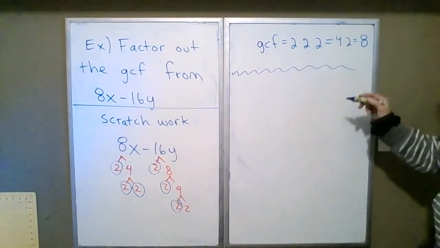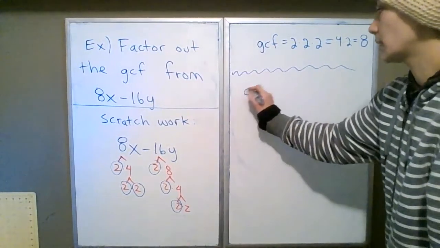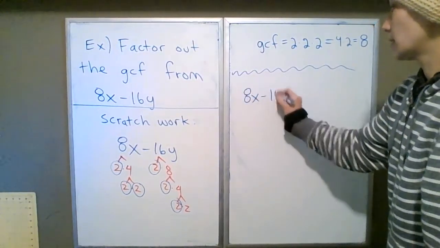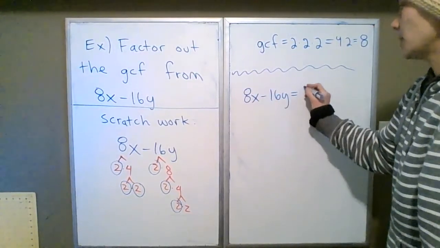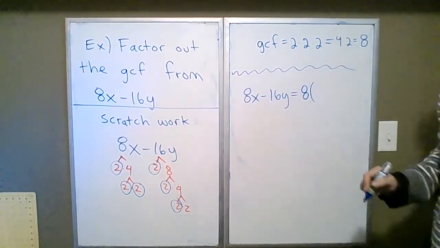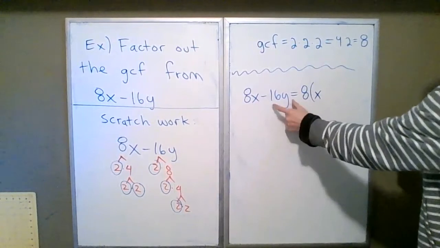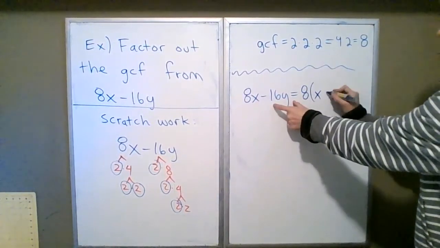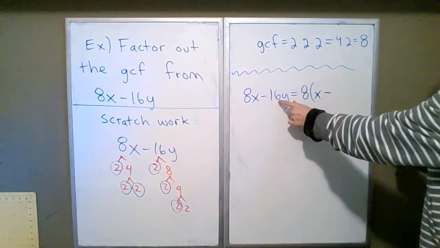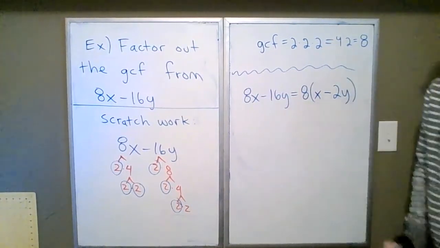So I'm going to just rewrite what we start with. The expression is 8x minus 16y. We're going to be factoring out 8. So if we take that out of this first term, it leaves x. We take 8 from 16y. We'll also copy down that minus sign. This will leave a 2 right here and the y. And that's as much as we can do.